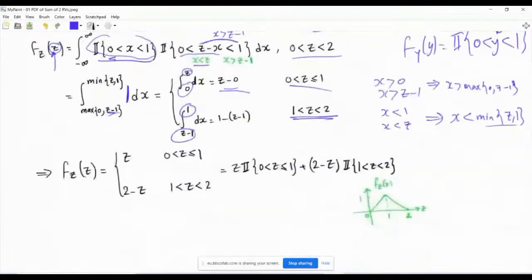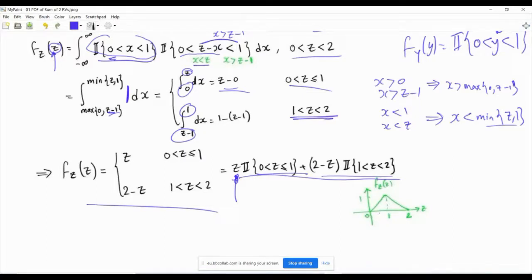So this is basically the PDF of the sum of these two i.i.d. U(0,1) random variables, and you can combine it with this indicator. The PDF is z from 0 to 1, and it's 2 minus z from 1 to 2, which is this triangular PDF.